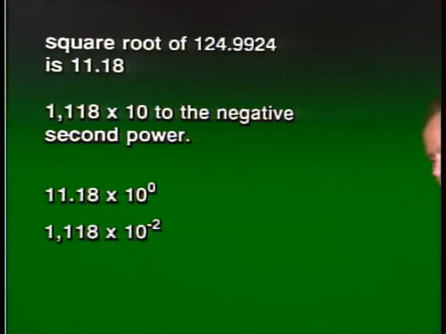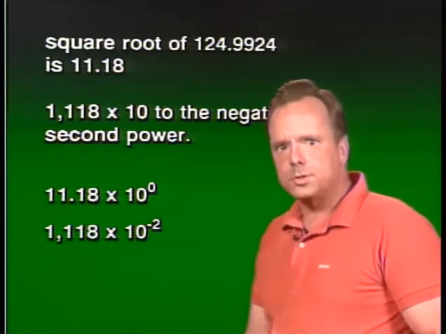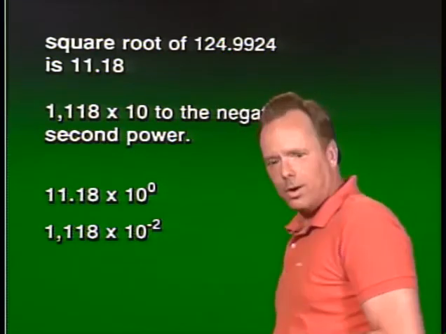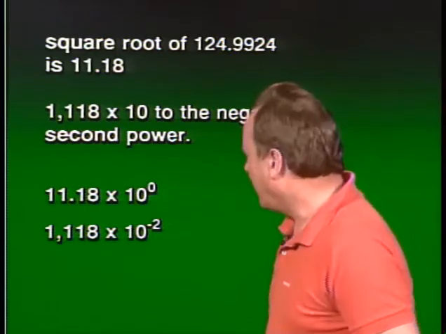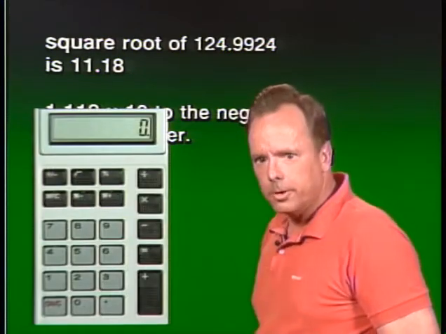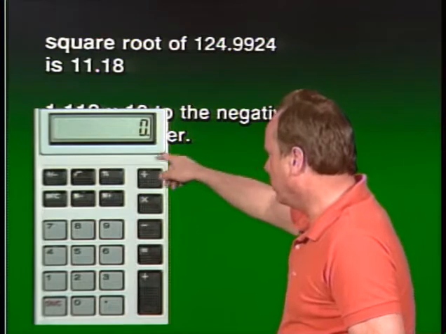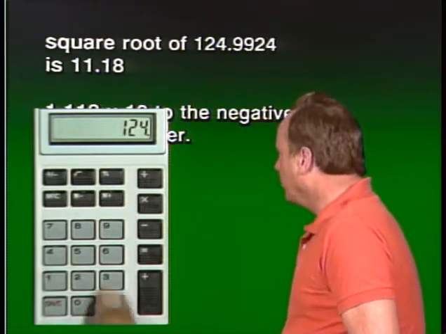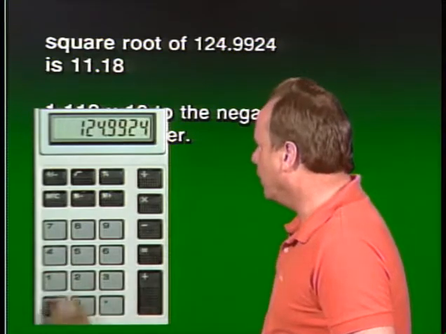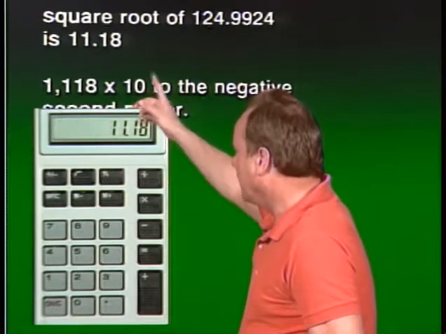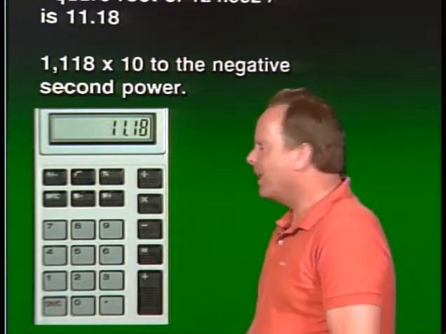Now, here's another way they're going to ask you the same kind of question. They're going to say, what is the square root of 124.9924? I've never really wondered that a whole lot. And we'll do that with a calculator. Let's do it right now and see what the square root of 124.9924 is. All you have to do is key in the number 124.9924. And then you use the square root button. Once again, you've got to have that square root button. And the answer is 11.18. So here we are. We find out the answer is 11.18.